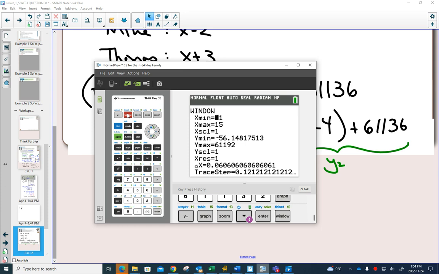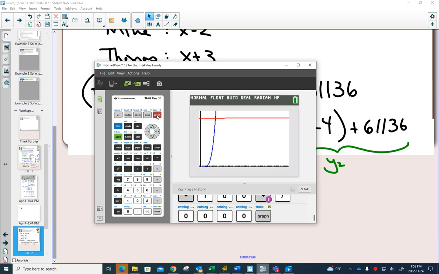What does X stand for? It stands for Clara's age. So I'm going to put up to 100, because I'm going to guess she's somewhere in between -1 and 100. Hopefully. Okay? For my Y-min, my red graph was right at the top there, so maybe I want to even go up higher to 70,000. And now my two graphs cross.